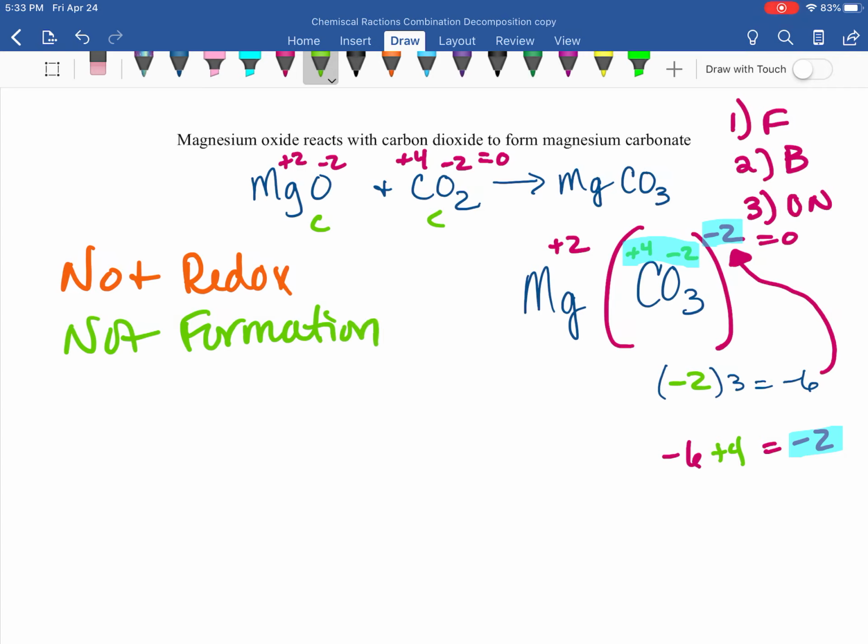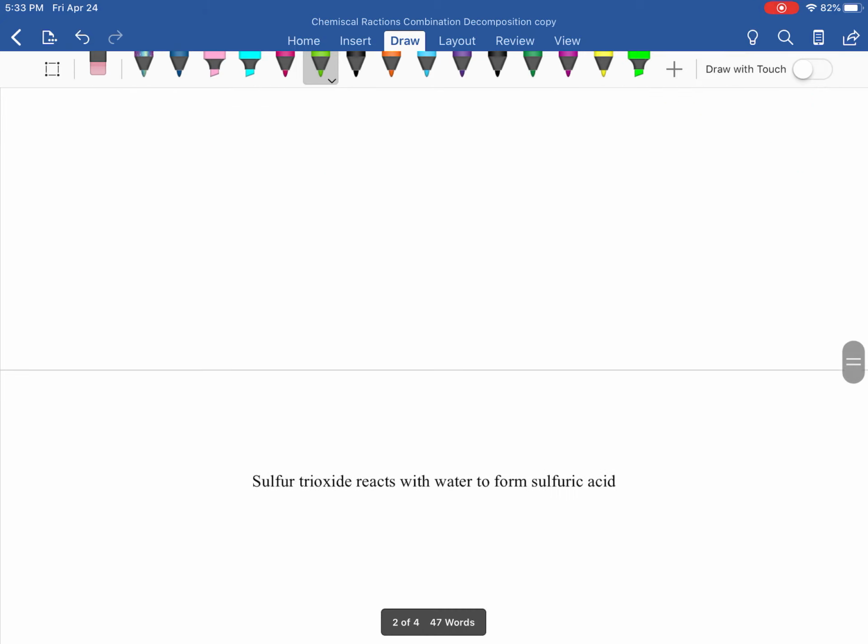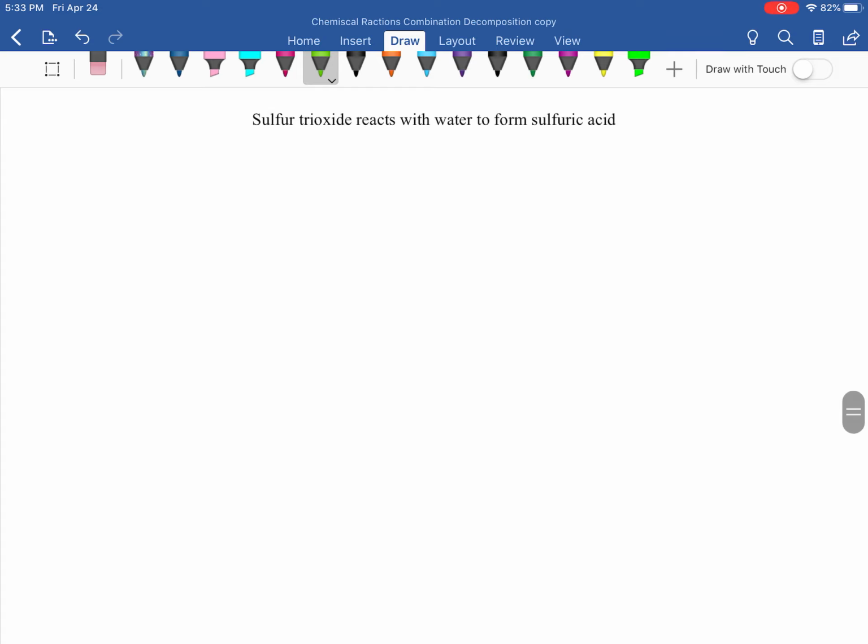All right, is this a formation reaction? No, you've got compounds on this side. This is not a formation reaction. Is it a combination reaction? Yes, we have one product. This is a combination reaction. That's it. It's not redox and it's not a formation, but it is a combination reaction. Okay, wasn't that fun? Awesome. Let's do another one.